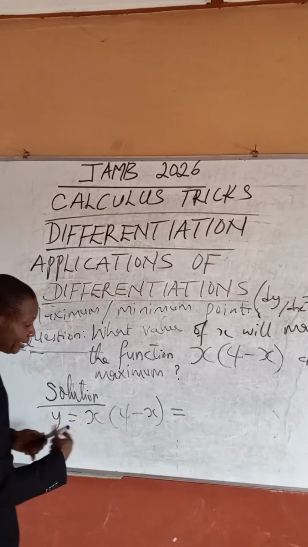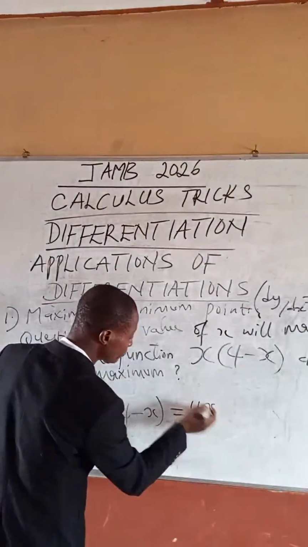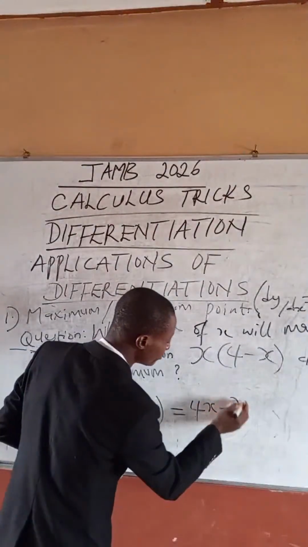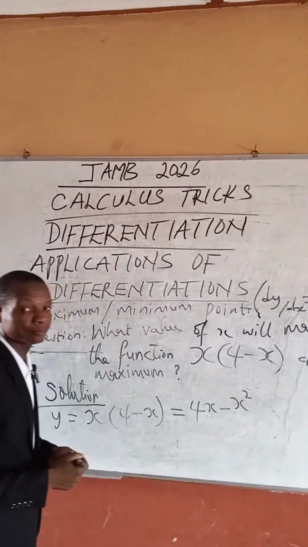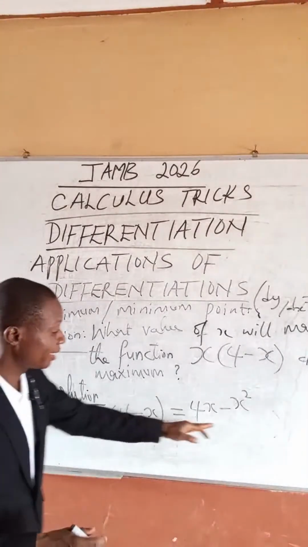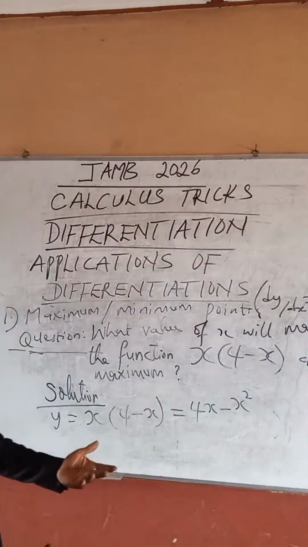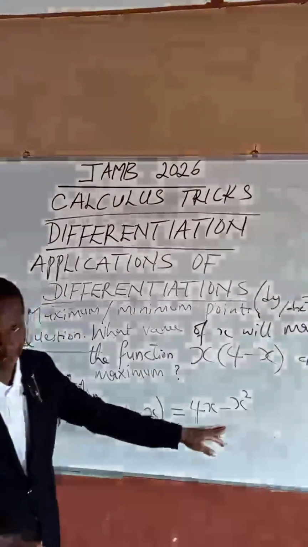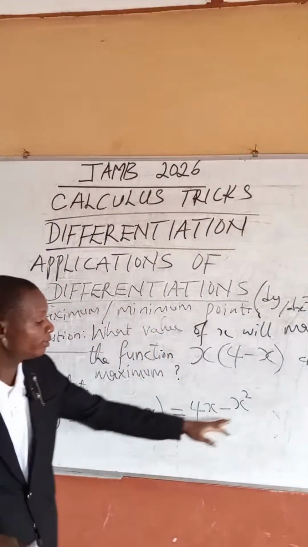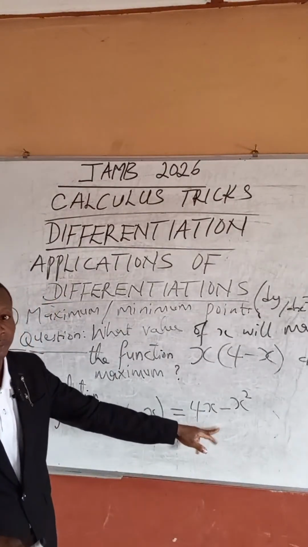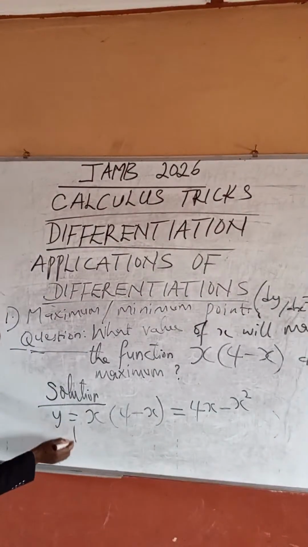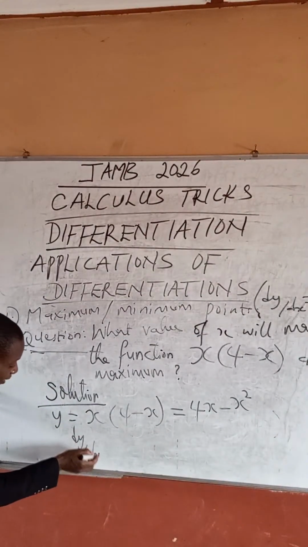4 times x is 4x, minus x times x is x squared. This is the best way to leave this kind of question. It's good to know the best way to leave a particular algebraic expression so that you don't have issues. This is not equal to 0, please, for maximum and minimum value. It is dy/dx of this expression that is equal to 0.